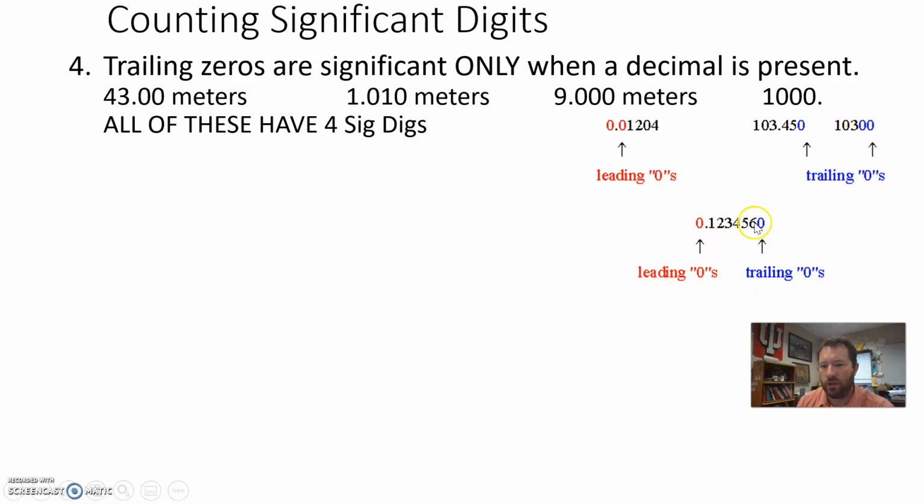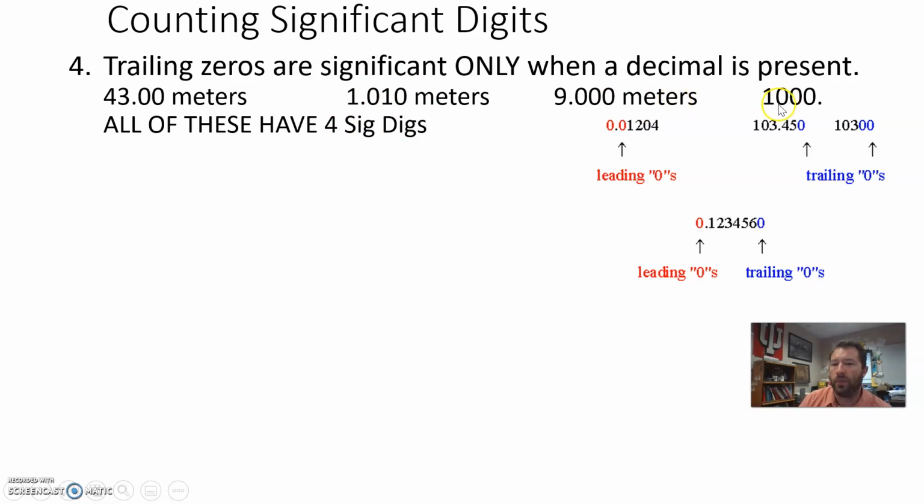Another example here. Here's a trailing 0. We double check. Is there a decimal? There is. Significant. So again, here's some more examples. 43.00. They're trailing zeros. They trail the number. There is a decimal. Significant. 1.010. Well, this first one here is a sandwich 0, so definitely significant. This one is a trailing 0. There is a decimal. Significant.